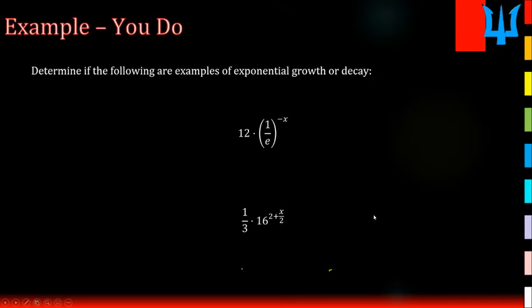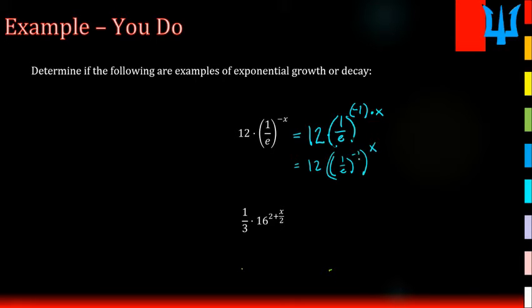Here we've got a couple examples to continue on doing the same thing. So this first one, 12 times 1 over e to the power negative x. I'm going to start by separating that negative x out, and that's going to be 12 times 1 over e. I'm going to keep that in parentheses just so I don't get things mixed up. And that's going to be to the power of negative 1 times x, which would be the same as 12 times 1 over e to the negative 1 to the x.